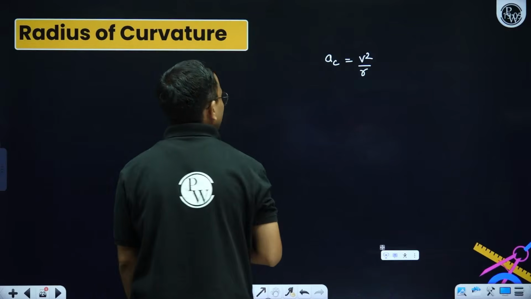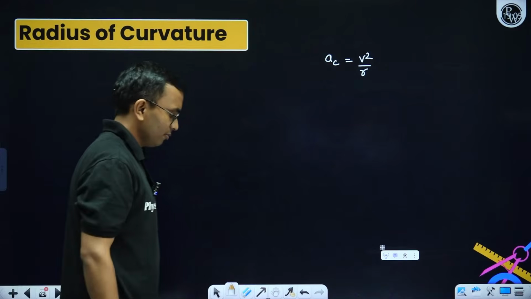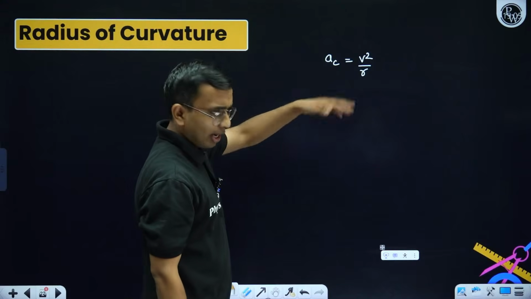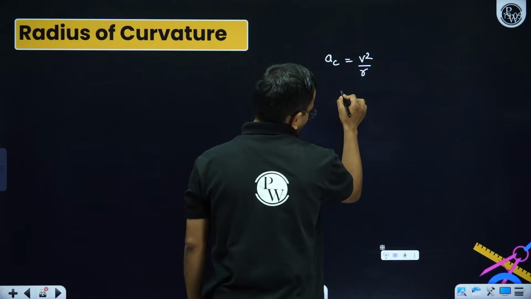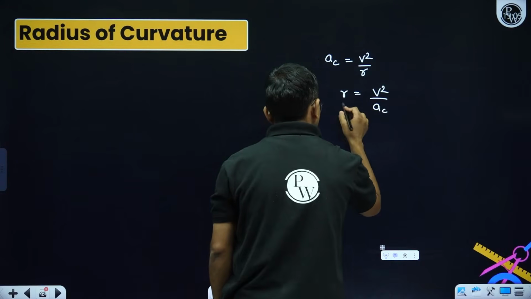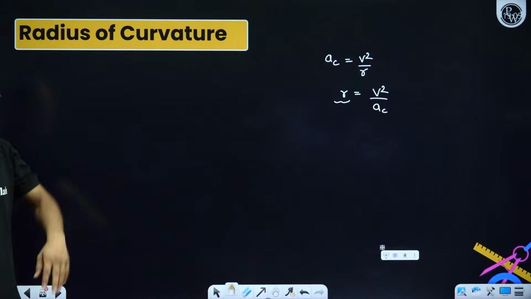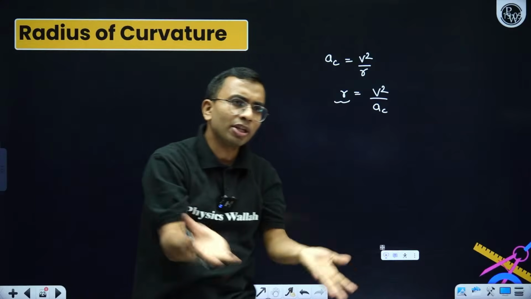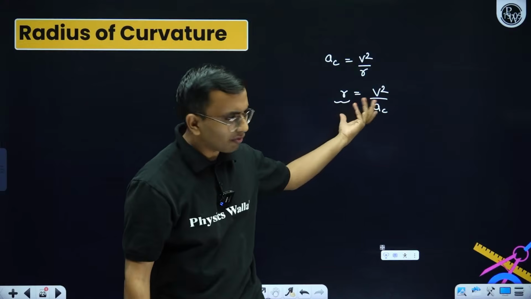This formula we have derived in the lecture on circular motion. I'll derive it today also. v square by r. From here I can say radius is v square by a centripetal. This is my radius of curvature. If the particle is moving uniformly or non-uniformly in circular motion, there the radius of curvature is just the radius of that circle.